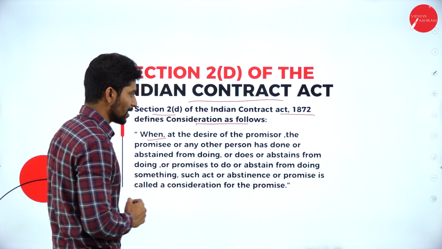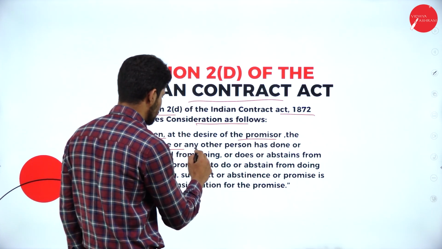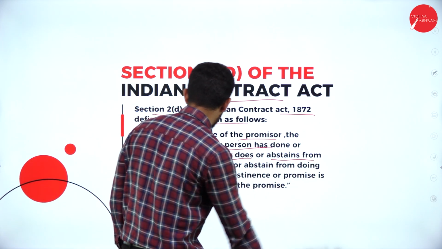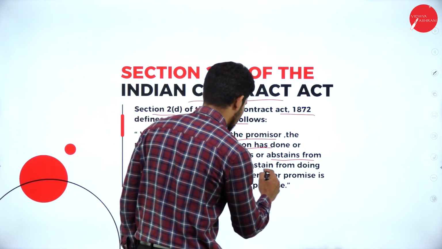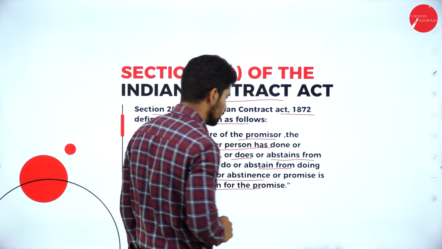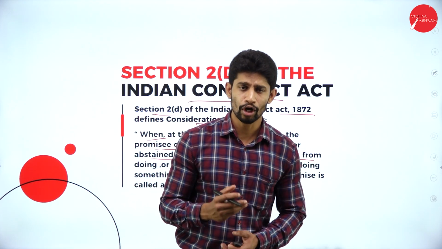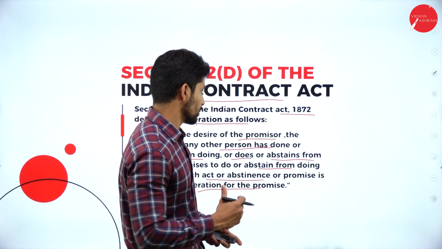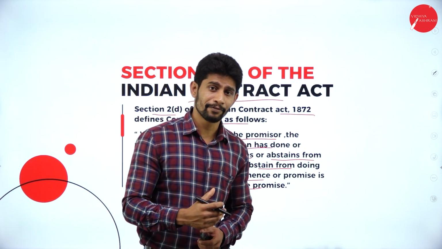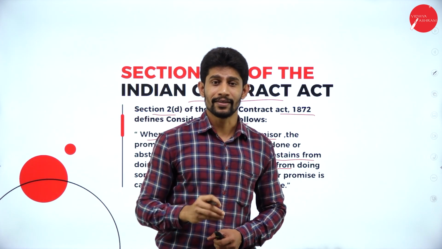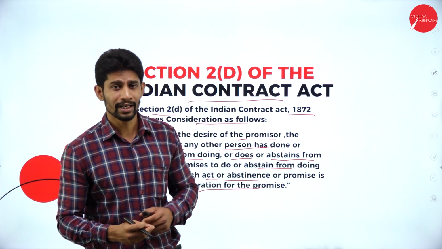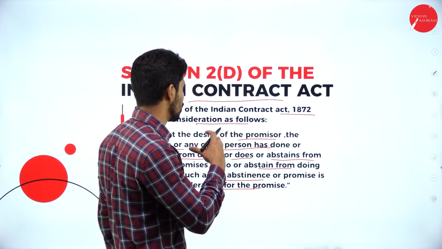So when, at the desire of the promisor, the promisee or any other person has done or abstained from doing, or does or abstains from doing, or promises to do or abstain from doing something, such act or abstinence or promise is called a consideration for the promise. Here the promisee will be promising to give something to the promisor, where the promisor will get benefited by the promise made by the promisee. Whatever consideration he agreed to give, that consideration should benefit the promisor. That is the meaning of consideration.